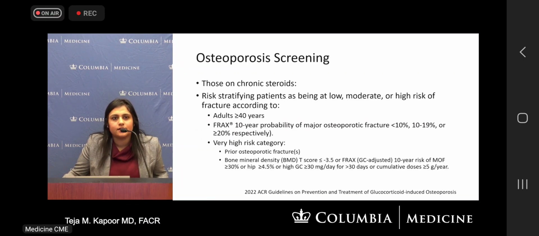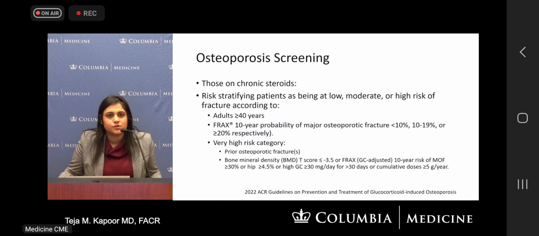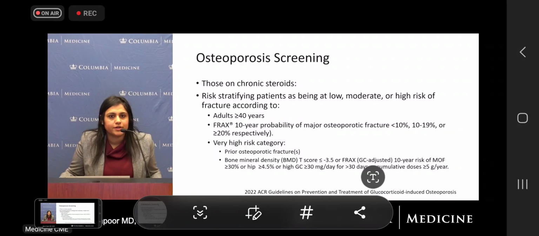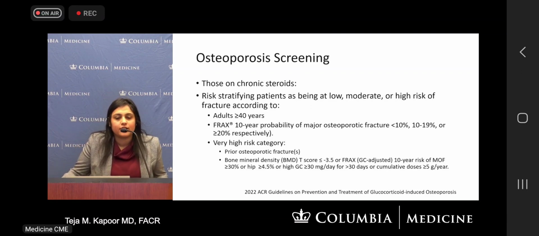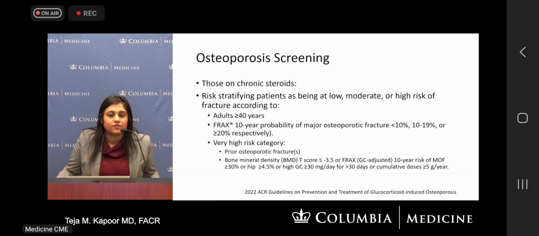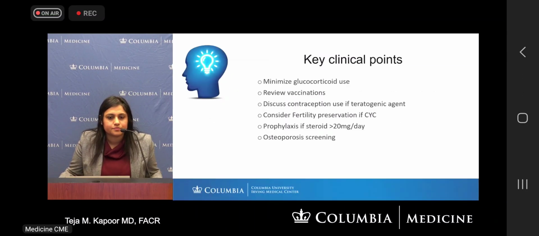And I think our last slide is osteoporosis screening. For those who are on chronic steroids, you do want to risk stratify these patients who are maybe at high risk, especially adults greater than 40. You want to look at their FRAX score. Their high risk category is if they have had a prior fracture, a low bone mineral density, a high FRAX score, or high glucocorticoid use.